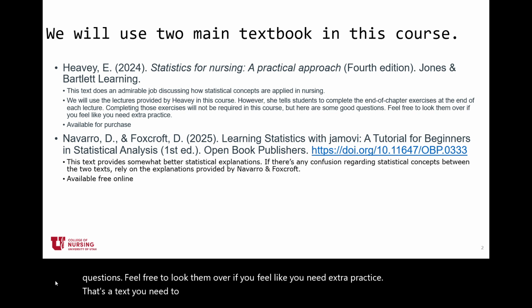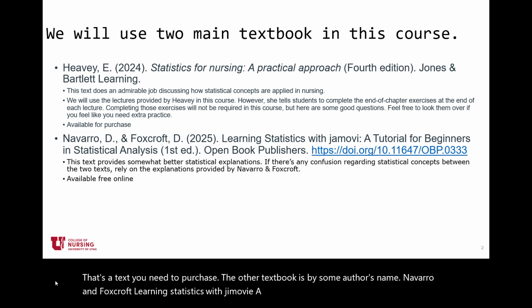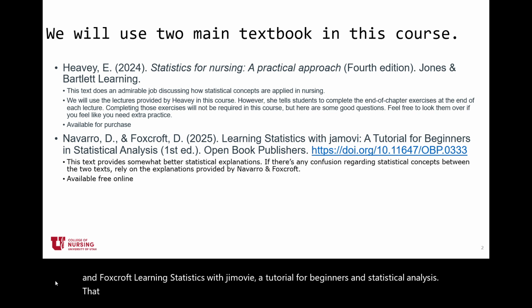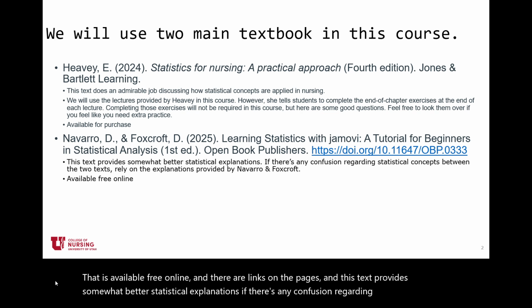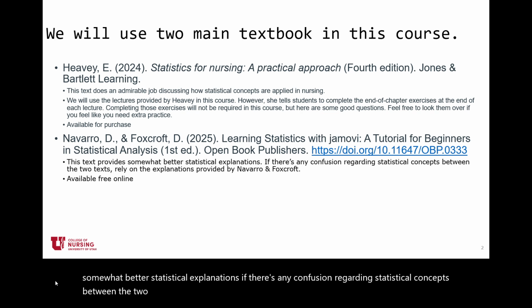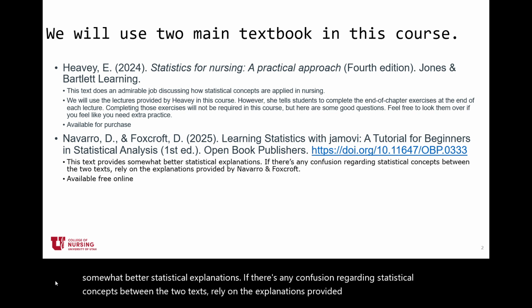The other textbook is by some authors named Navarro and Foxcroft, Learning Statistics with Jamovi, a tutorial for beginners in statistical analysis. That is available free online, and there are links on the pages. And this text provides somewhat better statistical explanations. If there's any confusion regarding statistical concepts between the two texts, rely on the explanations provided by Navarro and Foxcroft.